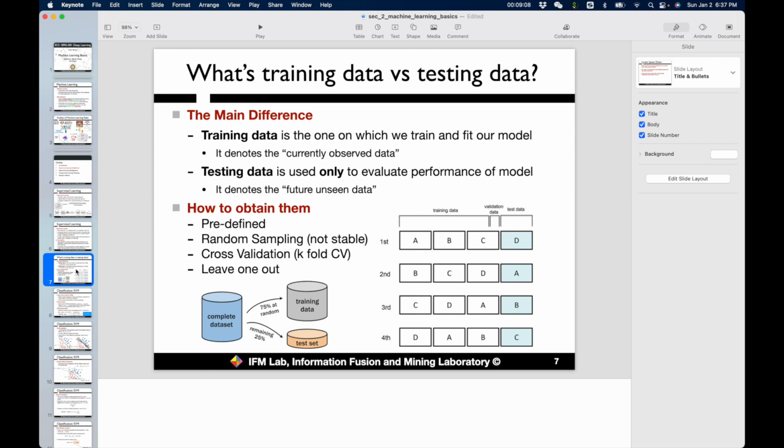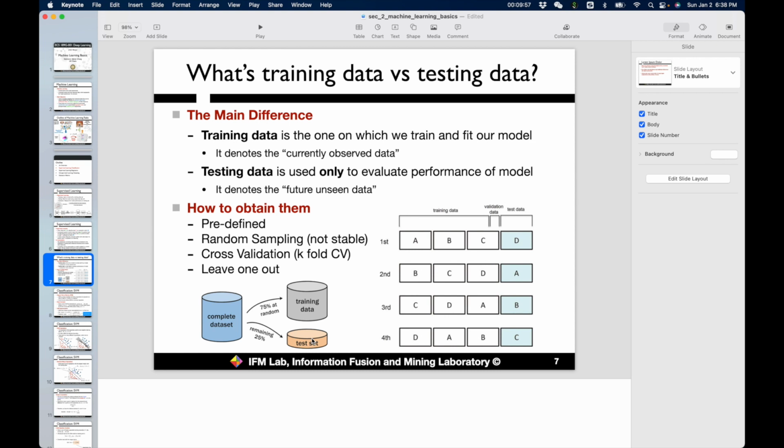Then how can we get them? There are different cases. In some cases, we have predefined the training set and testing set already, and then we can just train the model with the training set and evaluate the model with the testing set. However, in some cases, we only have one single data set, and we want to use it for both training and testing. What we can do here is random sampling of the data set into a training set and a testing set. For example, given the complete data set, we can randomly sample 70% as the training set and 30% as the testing set, right? This is random sampling. It works very well.